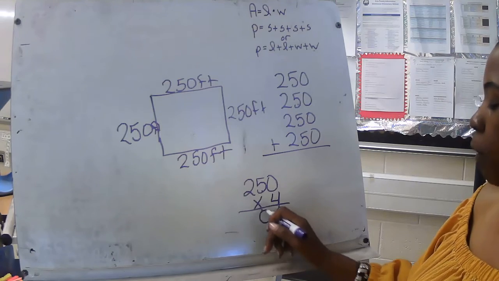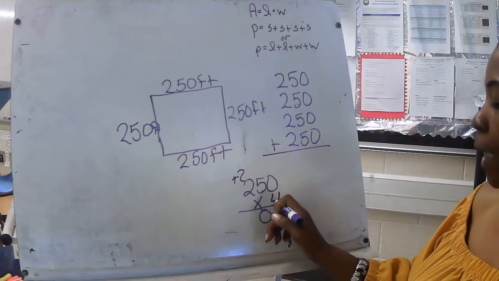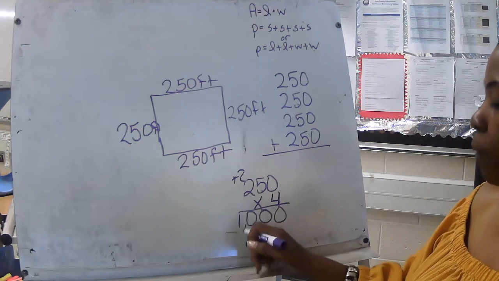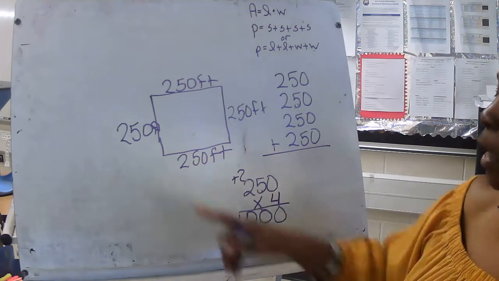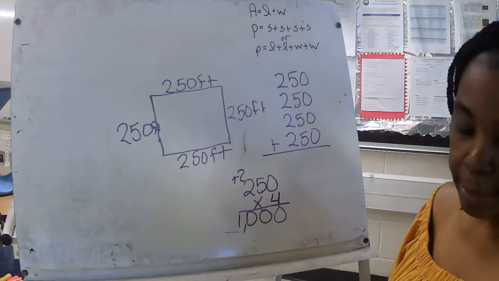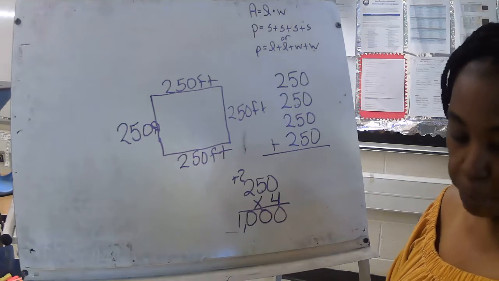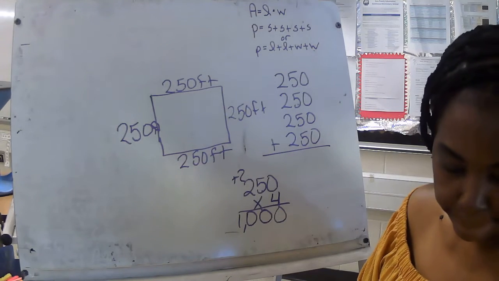I put my 0 here. My plus 2 goes in the 100 spot. 4 times 2 is 8. 8 plus 2 is 10. I get that 1,000. That's how I know I'm right, because when I add up all the sides, which is the perimeter, it gives me 1,000 like it said in the problem. So the answer would be 250. The length would be 250. Okay.